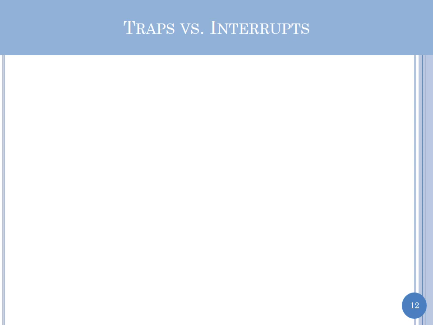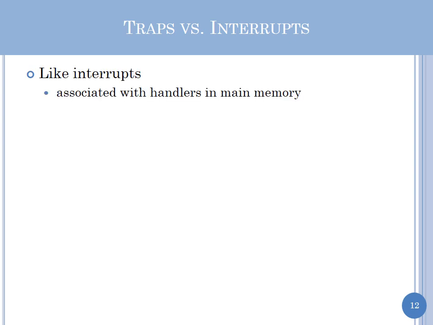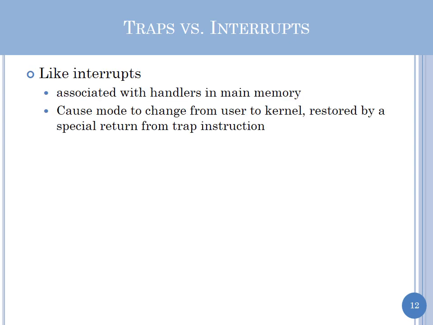So traps versus interrupts. What's the similarity? We don't necessarily execute another thread, but we execute a handler. We get hijacked. Literally, this is like a hijacking, right? The hijacker just takes the car to wherever they want to go. So it gets hijacked in both cases. Okay, and what else is the similarity? Both involve a change to kernel mode. Like interrupts, traps are associated with handlers in main memory, which is where you get hijacked to, and they cause the mode to change from user to kernel, restored by a special instruction, the return from trap or interrupt instruction. Okay, so that's a similarity.